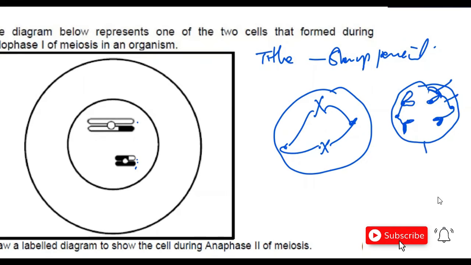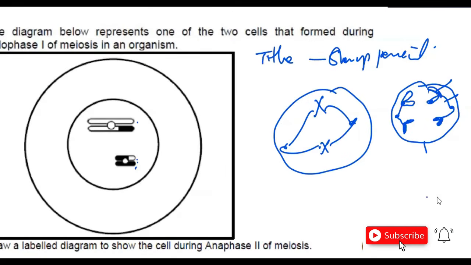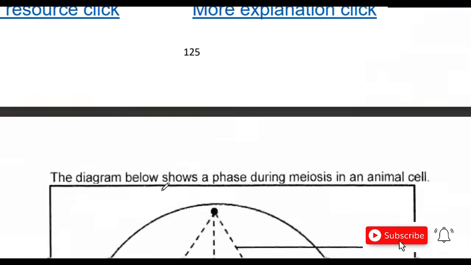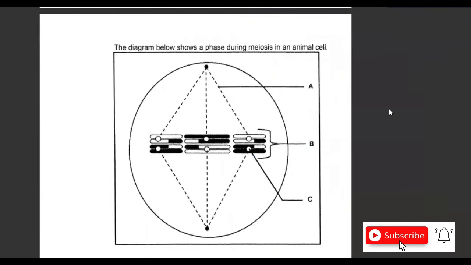Then write the title. At least you are able to answer such a question. So when you come, we'll give you a mark for the title, a mark for correct drawing, maybe 2 marks, and maybe 3 marks for labeling. That's why I'm saying labeled diagram. So meiosis is also easy. If you look at most of the questions, you will see that we have answered these questions. Can you answer this?